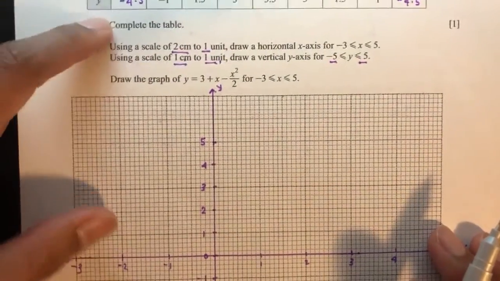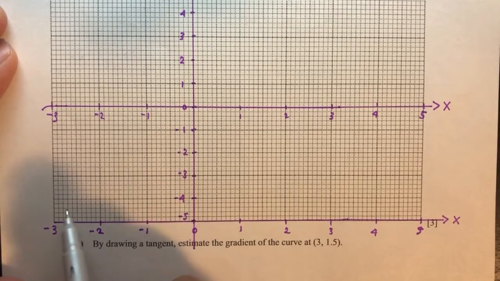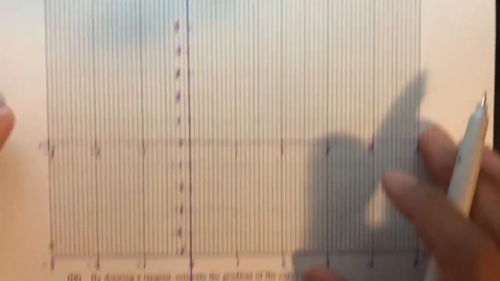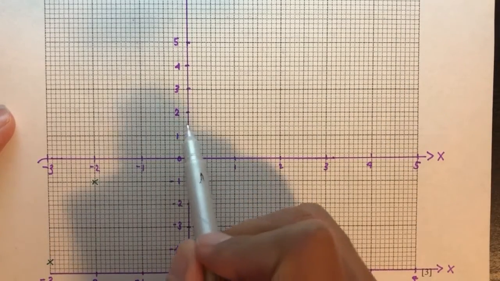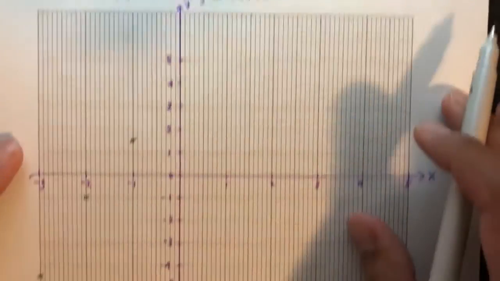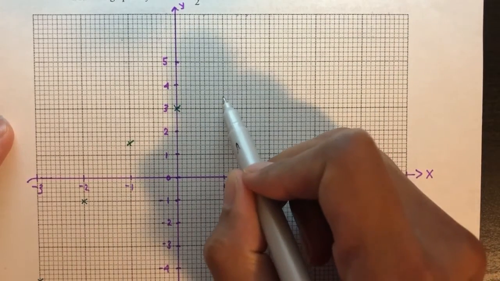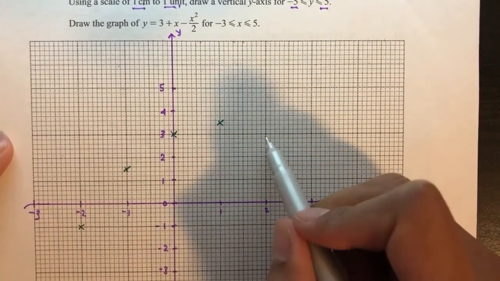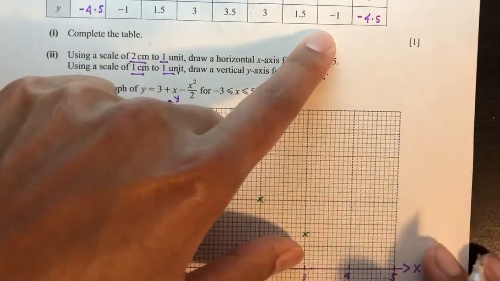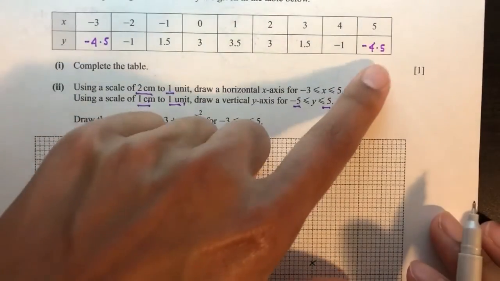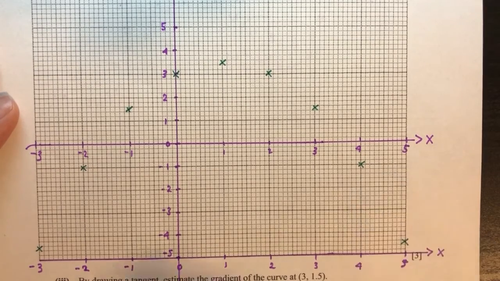Okay, so now let's plot the points. So the first one is minus 3, minus 4.5. So minus 3, minus 4.5 will be in between those two. That will be here. Minus 2, minus 1 will be here. Minus 1, 1.5, which is between 1 and 2. And we have 0 and 3, which will be here. We have 1 and 3.5, which will be between 3 and 4. And we have 2 and 3, which will be here. 3 and 1.5 will be between 1 and 2. 4 and minus 1 is here. And the last one will be 5 and minus 4.5, which will be in between minus 4 and minus 5.